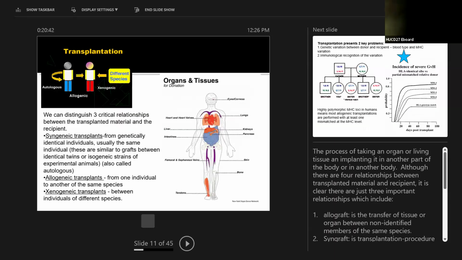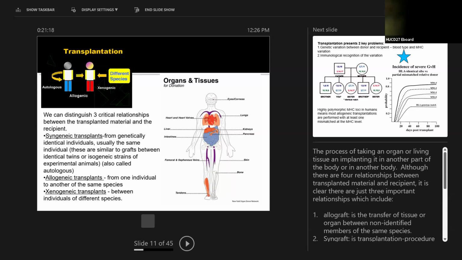So let's look at transplants. In regards to transplants, there are three critical relationships that we are concerned with between transplant materials. You should know these three for your exam.